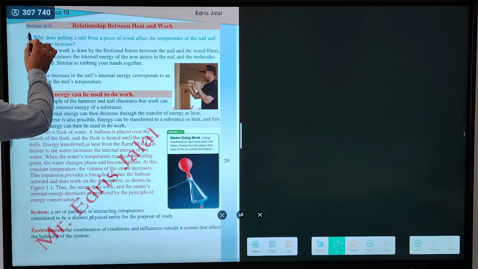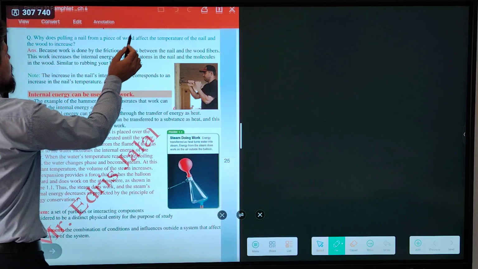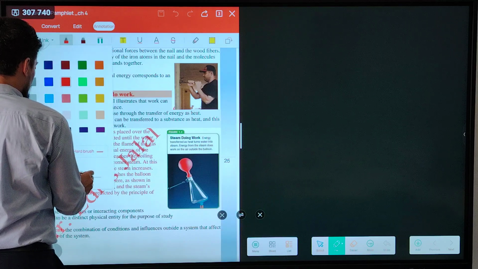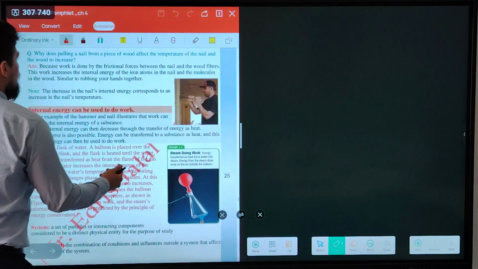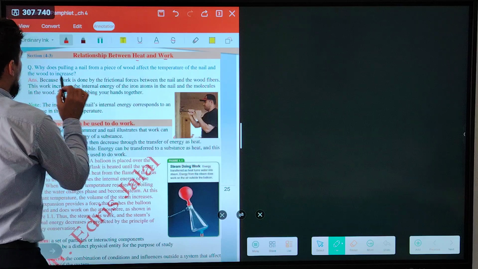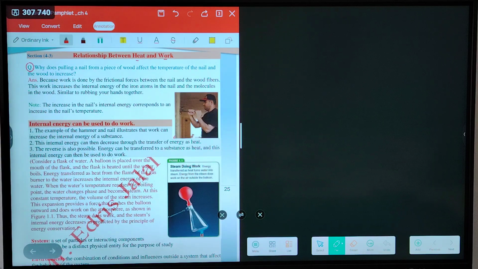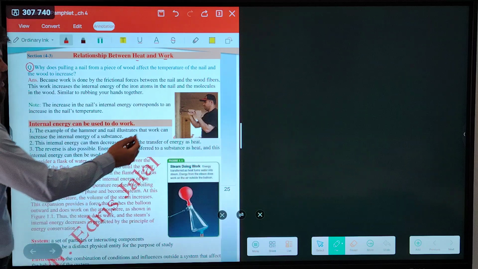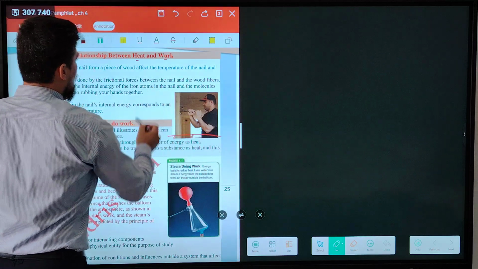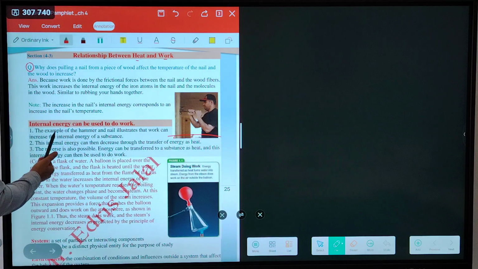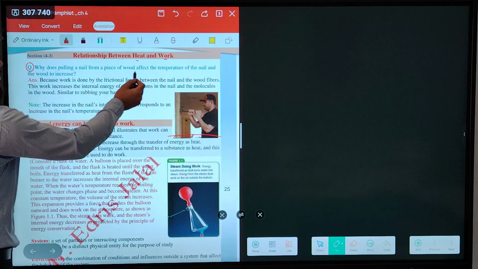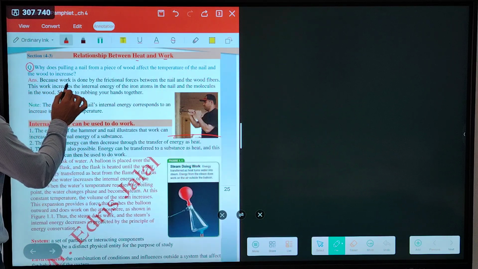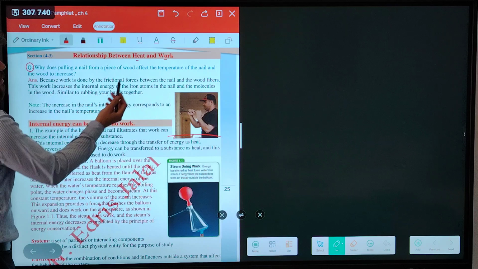Today's lesson in section 3, the last section in this chapter, we're going to explain the relationship between heat and work. Let's begin with the question: why does pulling a nail from a piece of wood, as you can see in this figure, cause the temperature of the nail and the wood to increase? Because work is done by the friction force.